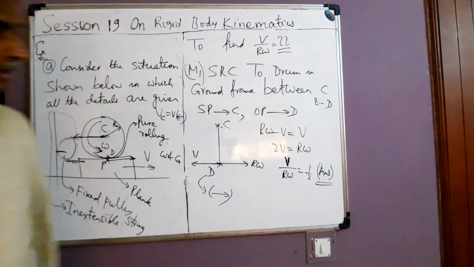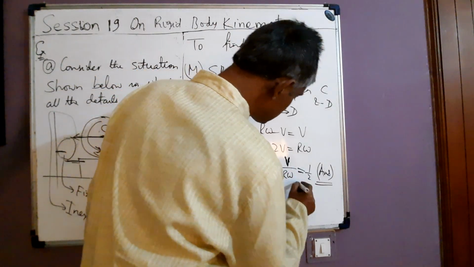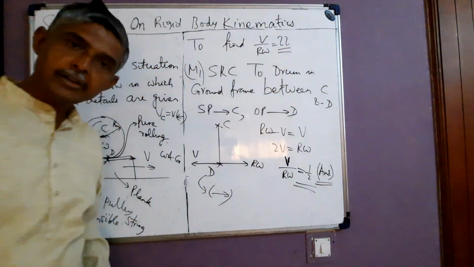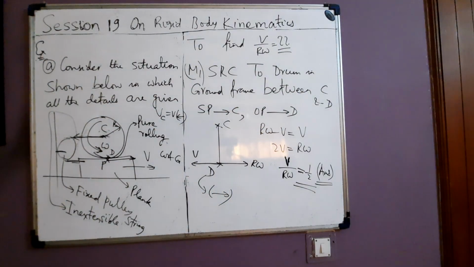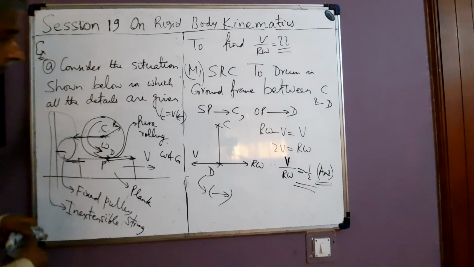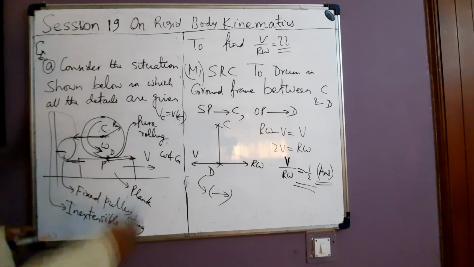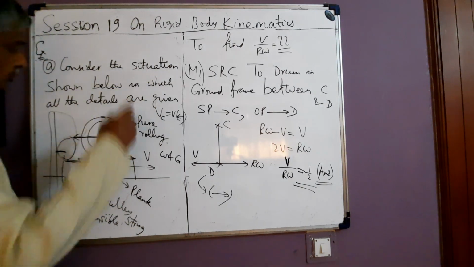Alright. So V by R omega becomes 1 by 2, and that is therefore the required answer. So this is solved by method 1. Now we solve this by method 2.